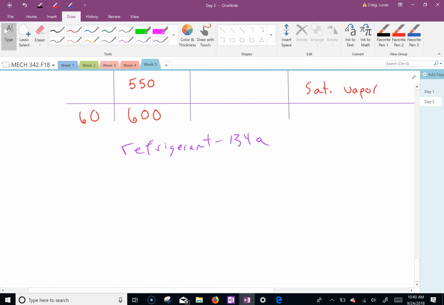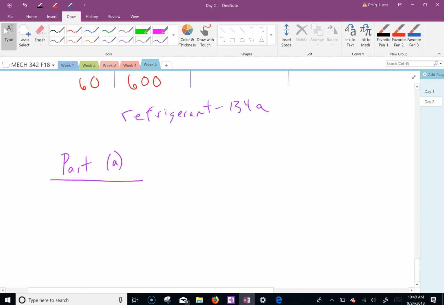That's all right. We'll start with A. So, what I want you to do with these homeworks is just draw a small vapor dome, label it, draw it, and then on the right, put your temperatures down that we have on the table or whatever.